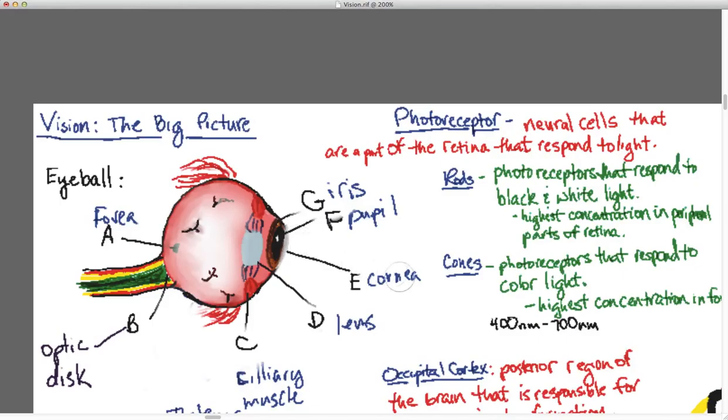Well, it starts here. Light gets refracted by the cornea and is directed through the pupil, the hole that goes through the lens. So the light basically takes a straight shot through the lens, and depending on how tight these ciliary muscles are, the lens will either be thin or plumper, and it'll direct the light back onto the retina here.